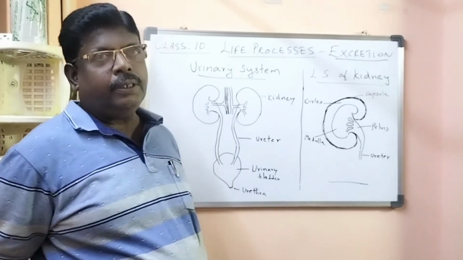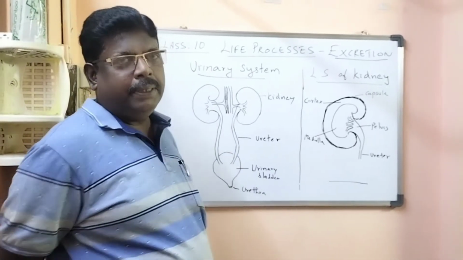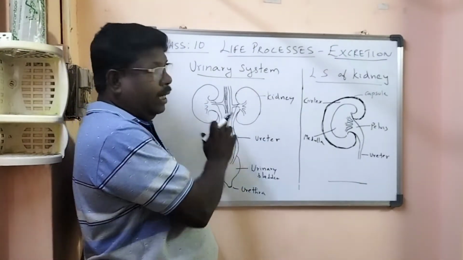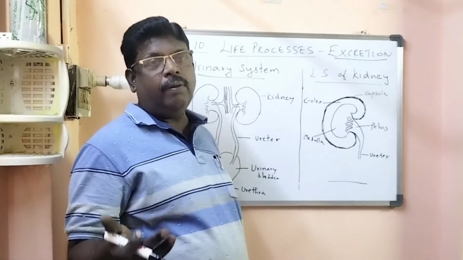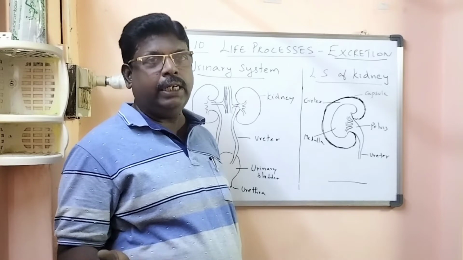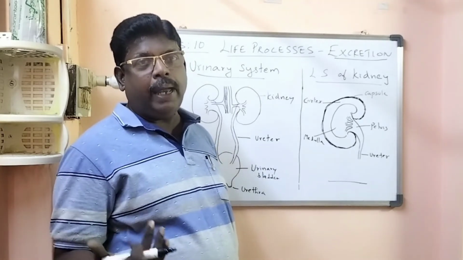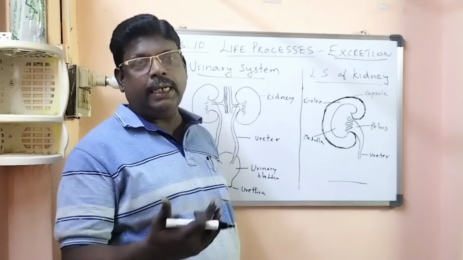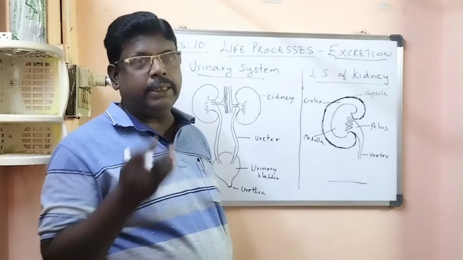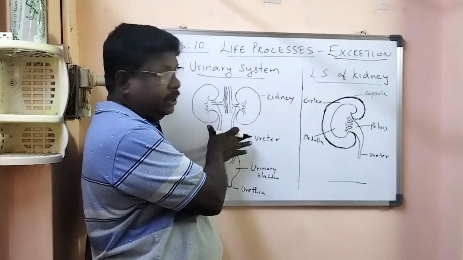So you have seen the picture of the urinary system, right? The same picture I have drawn here. This is the human urinary system. The location is: we have a pair of kidneys in the abdominal cavity, one on either side of the backbone. So two kidneys, right and left, one on either side of the backbone. That is the location. Then you can see the picture of the urinary system.